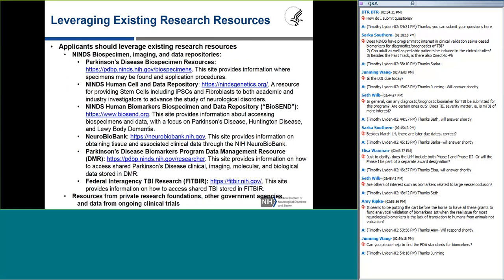Okay, the other thing that's important to remember is that we really do encourage you to leverage existing research resources within NINDS and the NIH. We've listed some examples of research resources that you could draw from, and most of these have to do with your initial discovery in the first place, where you can get sources of human tissue, imaging data, and just overall bioinformatics data on these sources. There are also resources that can be found from, of course, private research foundations and other government agencies.